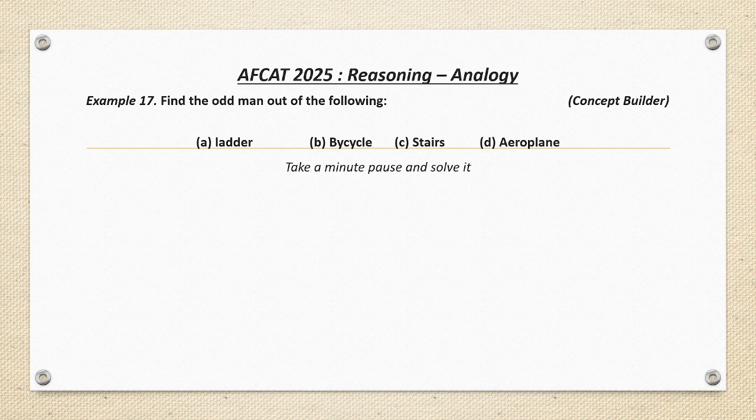find the odd man out, right? Now, this is a new type of question, right? Till now, we were given two words and had to find the relation and find the same relation from the given four options. Now we have four words here. Of these four words, three of them have some relation, but one word does not have that relation, or does not belong to that group. So what is that? Please take a minute pause and try to answer it on your own.